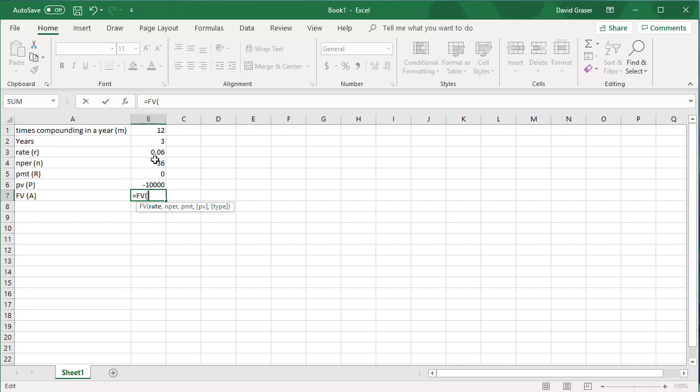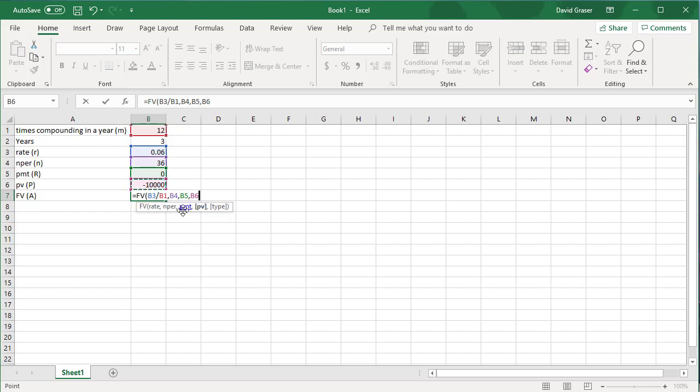Okay, and so that is the 6% divided by the 12. So I'm going to click on my 6%, do a slash for divide, and then click on the number of times compounding in a year. That will calculate out the rate per period. Now I'm going to put comma. I'm going to click on the number of periods, which was 36, comma, the payment, comma, and then the present value or the principal. I can see those pieces down here.